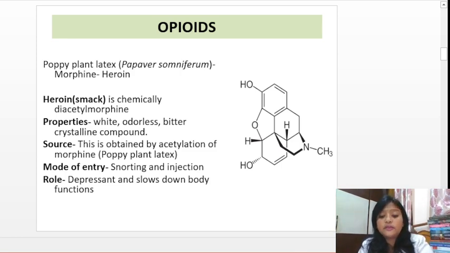So this is the structure I've given here. Now I hope you have understood opioids. Remember the source plant, Papaver somniferum, and heroin. How is it obtained? It is obtained by acetylation of morphine. Remember that. And what is the role? Depressant, and it slows down the body functions.